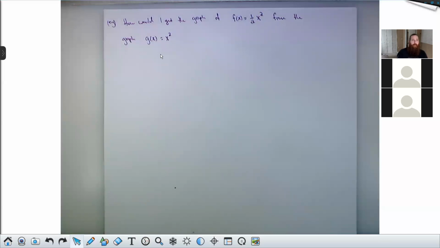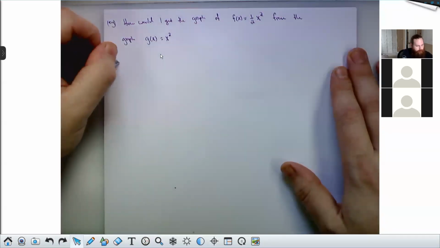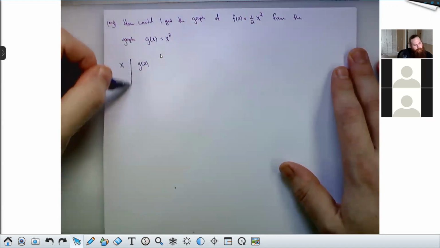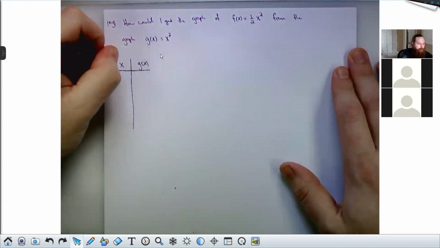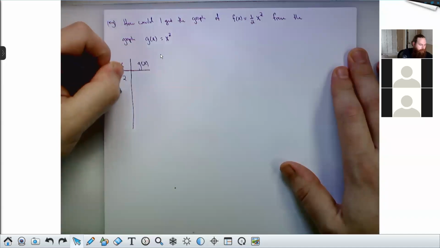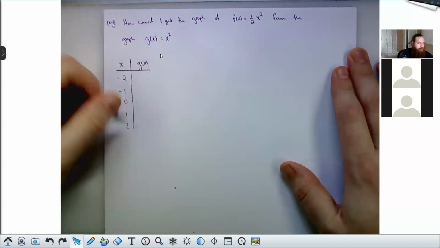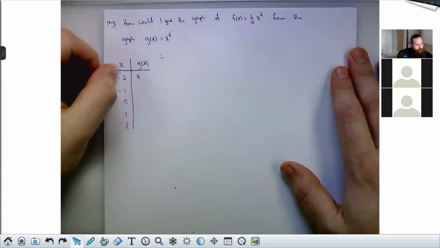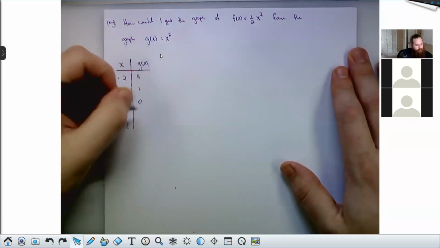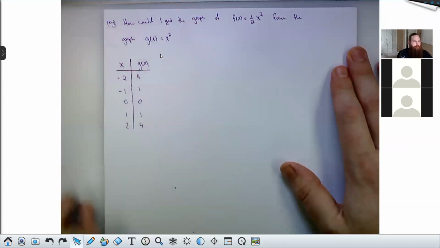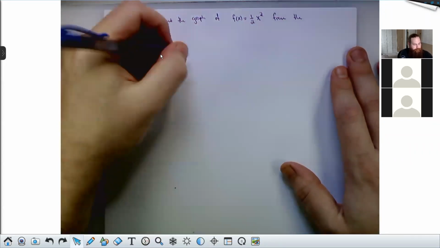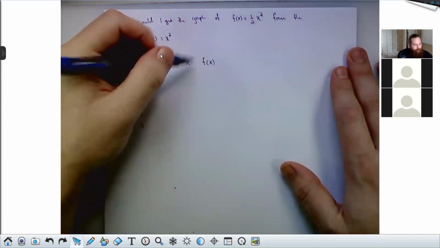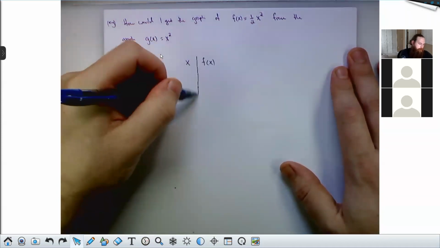So if you make a table of values for each of these, g of x is just x squared. Well, -2 squared, that's 4. -1 squared is 1. 0 squared is 0. 1 squared is 1. 2 squared is 4. If I do the same thing for f of x, what's the relationship?